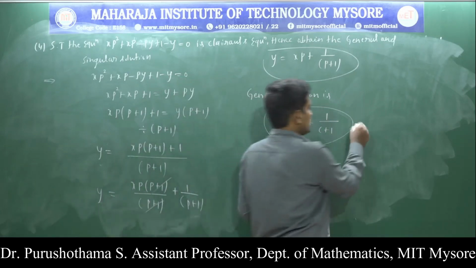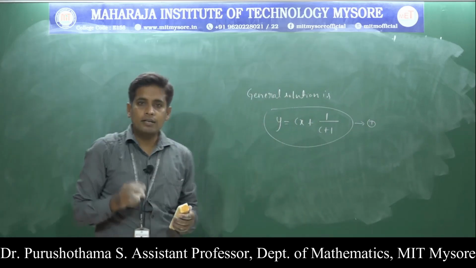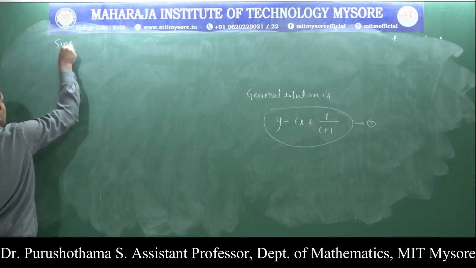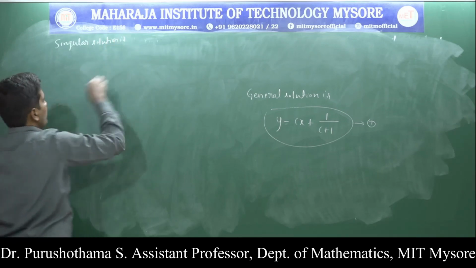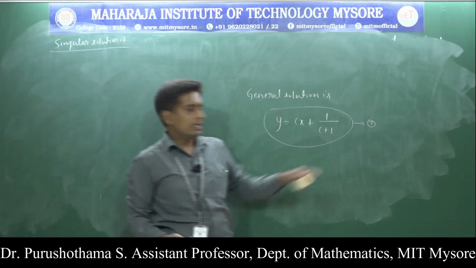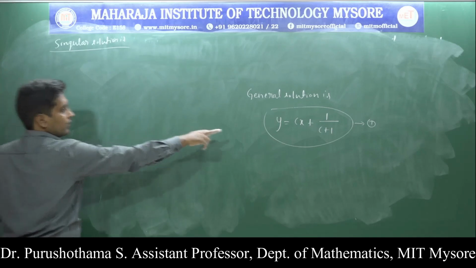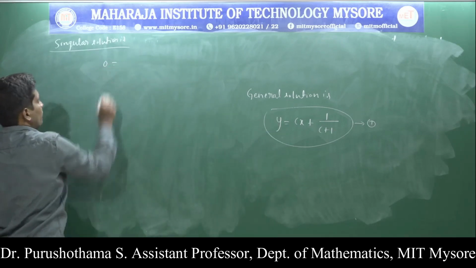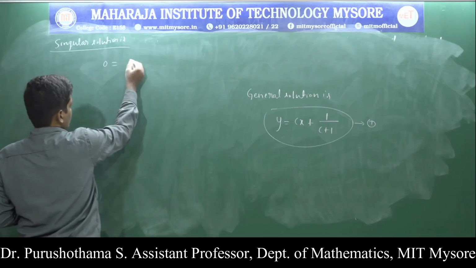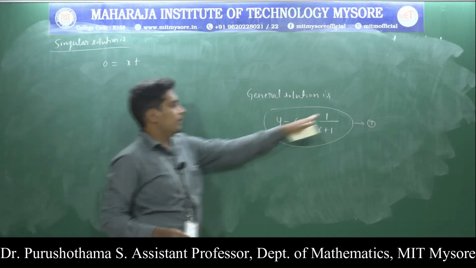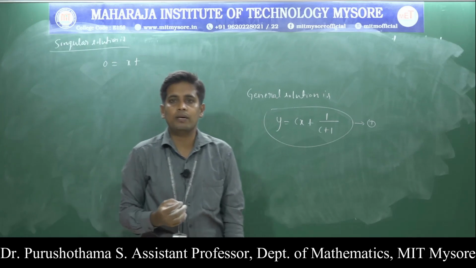So, this is equation 1. Using the general solution, find out the singular solution. We differentiate equation 1 partially with respect to c. The partial derivative of the LHS with respect to c is 0, which is equal to x plus the derivative of 1 by c plus 1, and the derivative of 1 by c plus 1 is nothing but minus 1 by c plus 1 whole square.